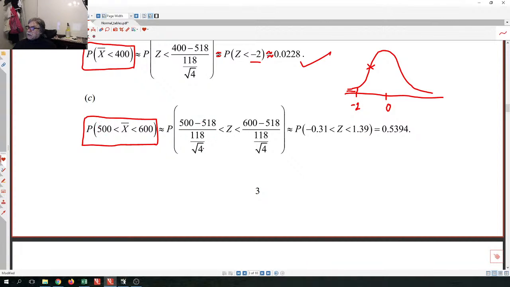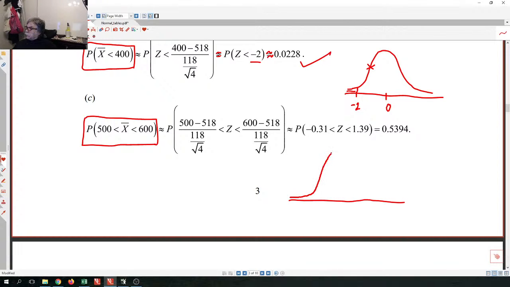500 minus 518 divided by 59, you get negative 0.31. And 600 on the other side, 600 minus 518 divided by 59 is 1.39. This time you have to be a little more careful because you're looking for the area of a strip.